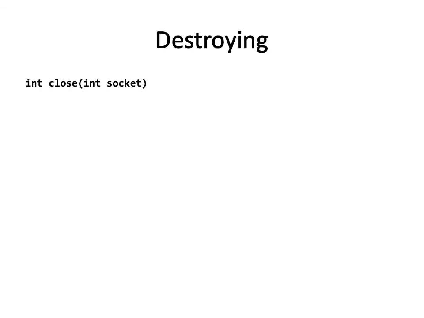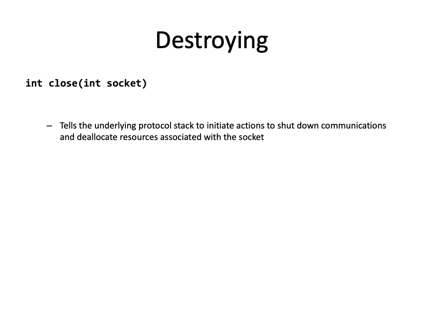To destroy that socket that you just worked so hard to build, you use a simple command that takes a single argument, int socket. This will tell the underlying protocol stack to initiate actions to shut down communications and deallocate resources associated with the socket. Basically, remember how we have a bunch of different layers on the web stack? It's going to talk to those different layers and say, okay, shut down, shut down, shut down, until everything we need to shut down associated with the socket is shut down. 0 on success, -1 on failure, the usual.